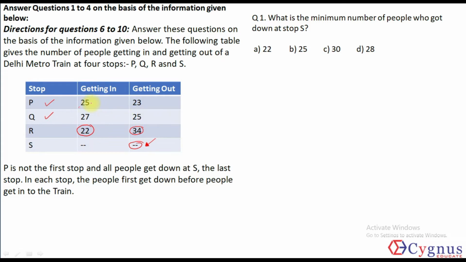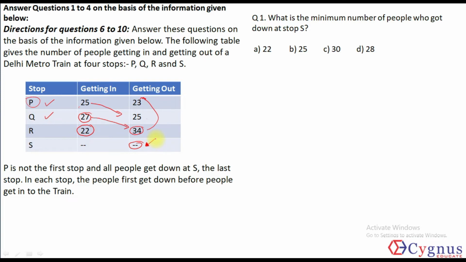Now look at this 25. I can say that these 25 will get out at what? Station Q. And at station Q, how many passengers boarded? 27. So they must have got down at station R out of this 34. So out of 34, 27 are the passengers who boarded from Q. How many are extra? 7. So I can say these 7 were the passengers who boarded before P.